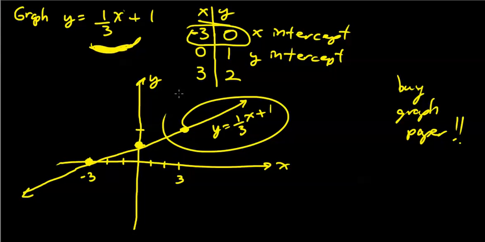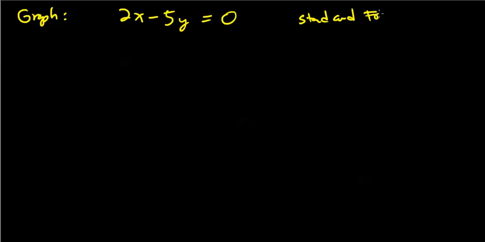Alright, let's try another one here. Graph. Now, in the first 2 examples we did today, y was solved for. In other words, the equations were given to you in the form y equals something, and not all lines are given to you in that form. This is what they call standard form of a line equation. In other words, ax plus by equals c: a multiple of x plus a multiple of y equals some constant.